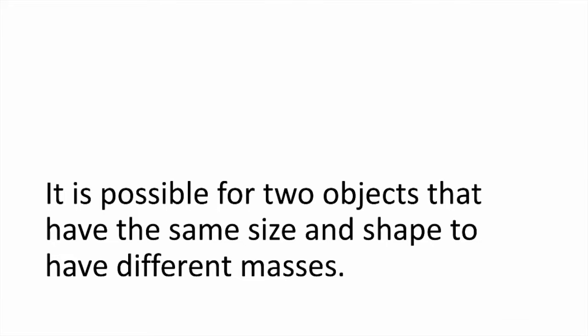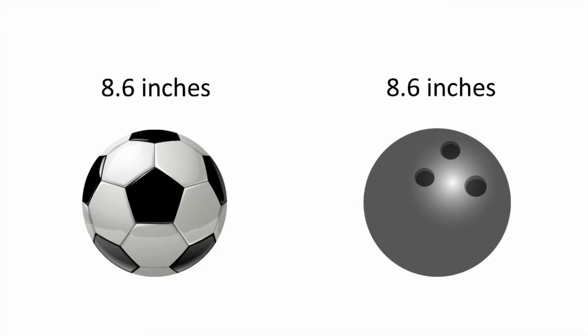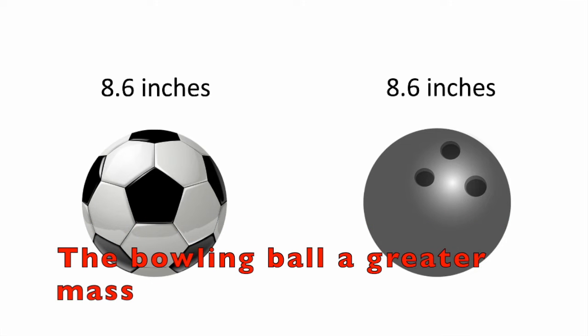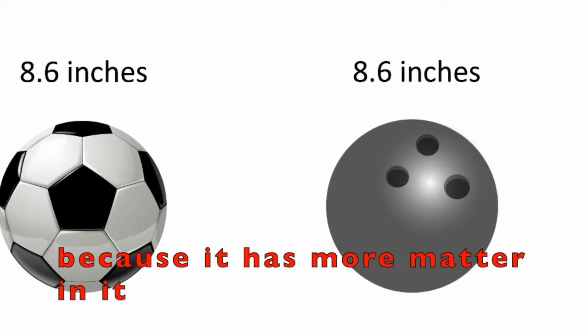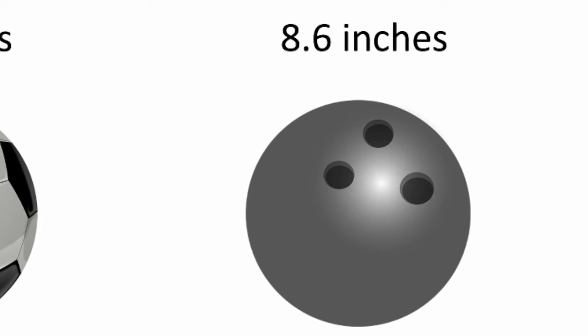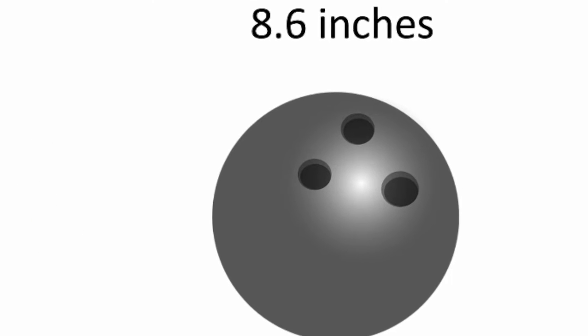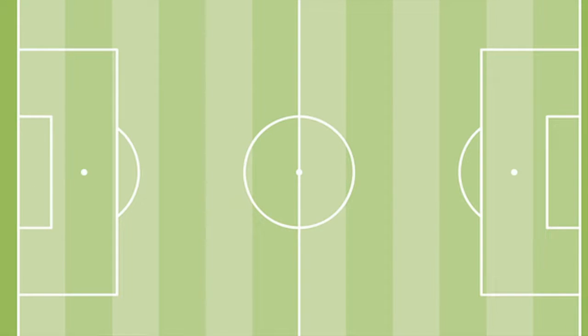For example, bowling balls and soccer balls have very similar shapes and sizes. However, the bowling ball has a greater mass because it has more matter in it. And one way you can tell that the bowling ball has more mass is that it's harder to throw than the soccer ball is.